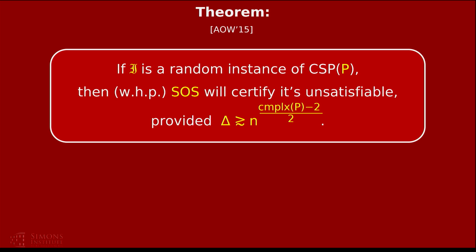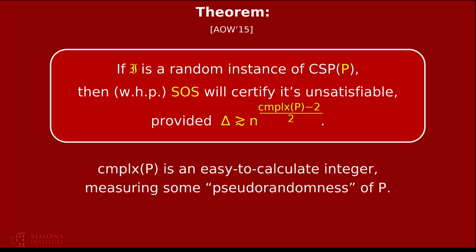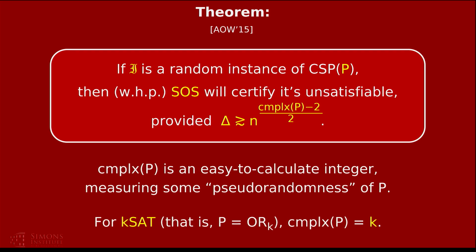It's a certain power of n that depends on the predicate P. So it has this parameter, complexity of P, which is some easy to calculate integer. I won't tell you the definition, but you'll eventually get it later. Which somehow measures something about pseudo-randomness related to P. Let me just say that in the case of k-SAT, the complexity of this predicate is k. Okay, when P is the OR function of arity k. So in particular, if it's 3-SAT, this number up here is 3. So this is n to the (3 minus 2)/2. That's n to the half, like it was in the earlier algorithm.